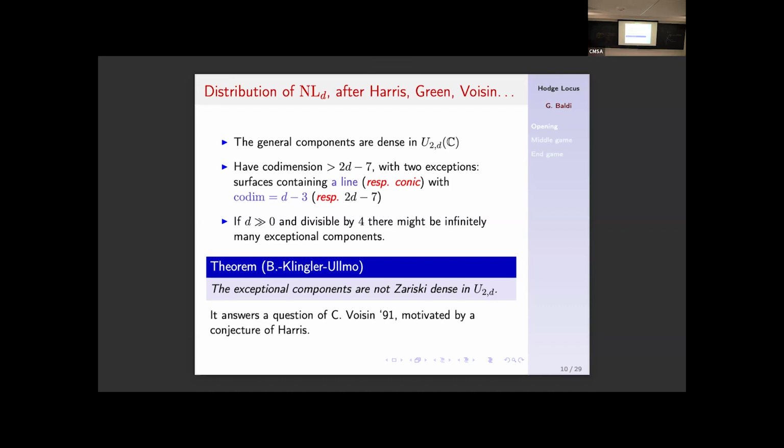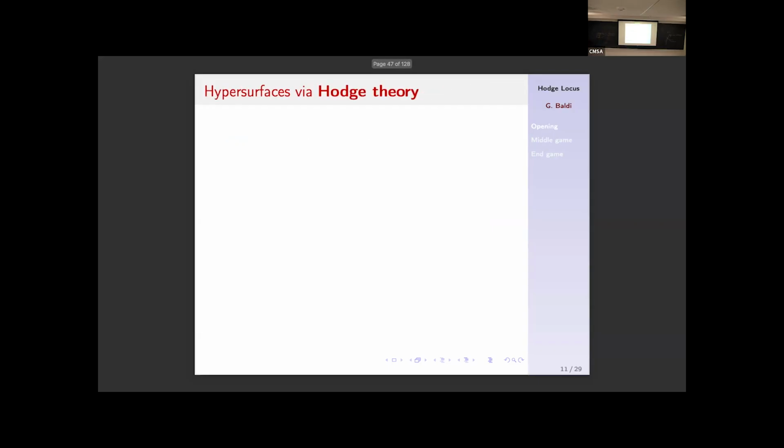And yeah, well, that was a question from the 90s of Claire Voisin, motivated by some conjectures of Harris on this topic. So unless there are any questions, let me move forward and describe how Hodge theory enters in the picture. But the first thing that we should take home from this discussion is that the Noether-Lefschetz locus is an example of the Hodge locus. Even if the Hodge locus contains the word Hodge, in some cases it can be described fully algebraically by saying there are subvarieties containing a curve with some extra degree or extra genus.